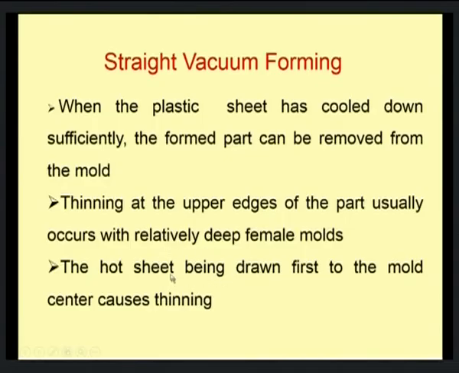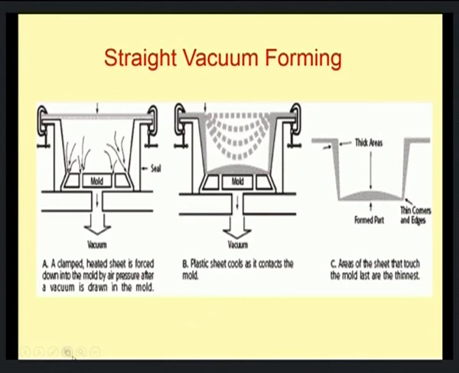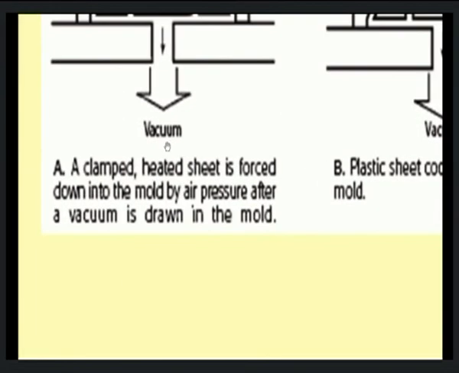The hot sheet being drawn first to the mold center causes thinning. Now, the sheet area at the edges of the mold stretches the most, therefore, that becomes the thinnest section of the formed item. Now, straight vacuum forming is normally used for simple and shallow designs. So, this is a typical scheme of straight vacuum forming.